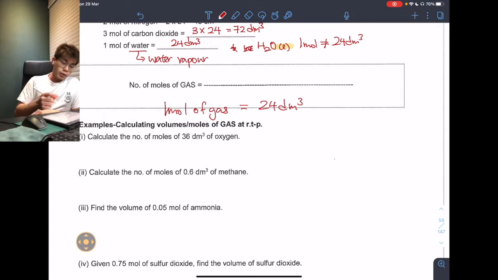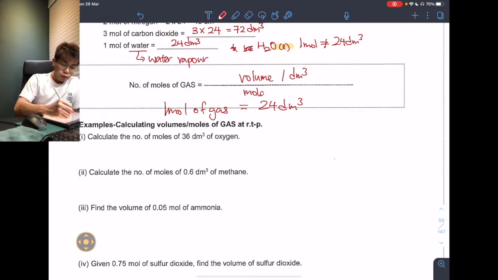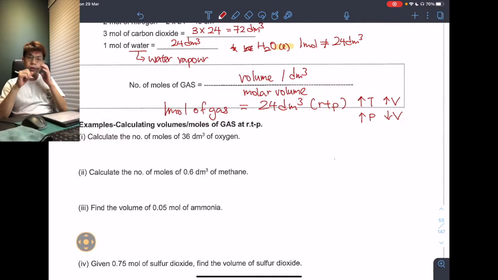Basically the formula is the number of moles of gas is equal to the volume of gas in dm cube divided by the molar volume. And the molar volume is 24 dm cube only at room temperature and pressure. And we talked about it. If the temperature goes up, the volume will also expand and go up. If the pressure goes up, the volume will go down. So molar volume is not always 24, but for our syllabus, when it's room temperature and pressure, it is 24.